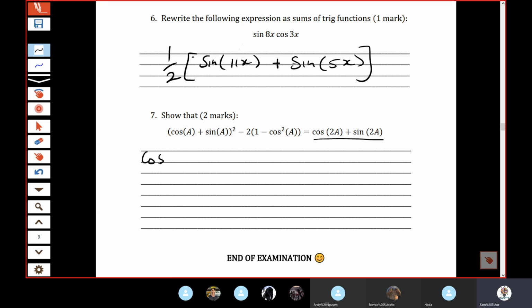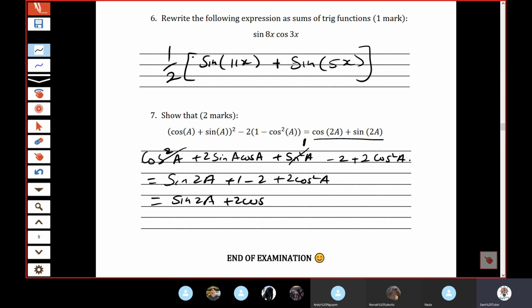So expand this. Cos squared alpha plus 2 times the inside, plus sine squared alpha minus 2 plus 2 cos squared. Cos squared plus sine squared is 1. So you're left with 2 sine A cos A, which is obviously sine 2A, plus 1 minus 2 plus 2 cos squared A equals sine 2A. 1 minus 2 is minus 1, which is obviously cos 2A.